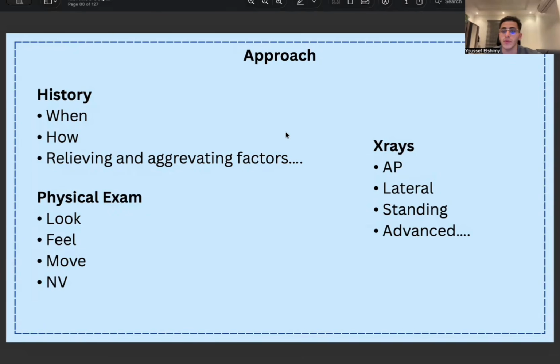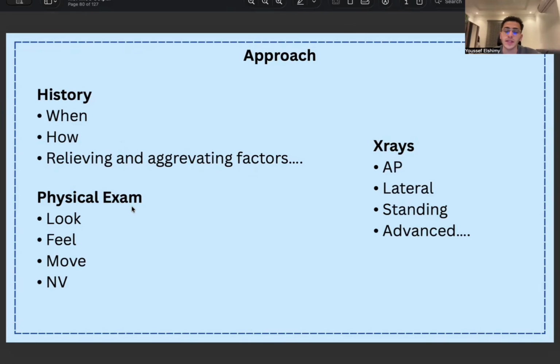Okay, so how can we approach joint pain or joint problems in general? We mentioned that we take the history first. We ask about the site and the onset: when did it start, how did it start? Because based on that, we can know whether it's an acute or a chronic condition. We also ask about things that make it better and things that make it worse, to know the general treatment or the underlying cause as well.